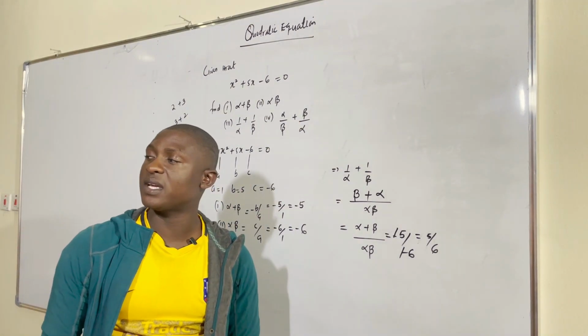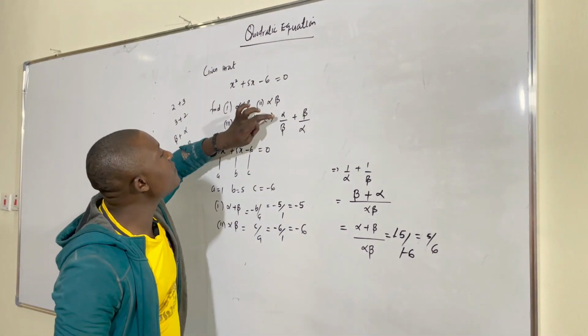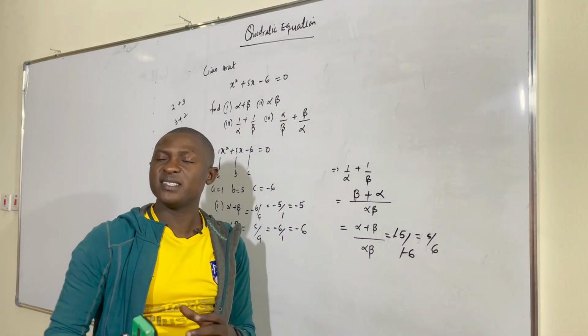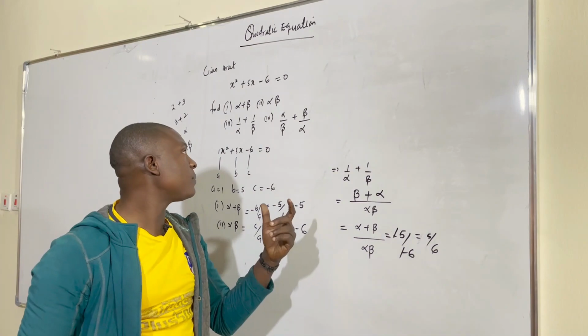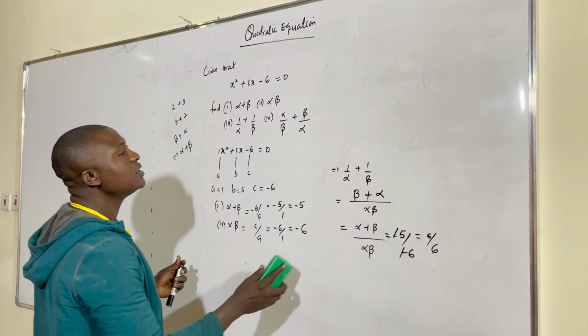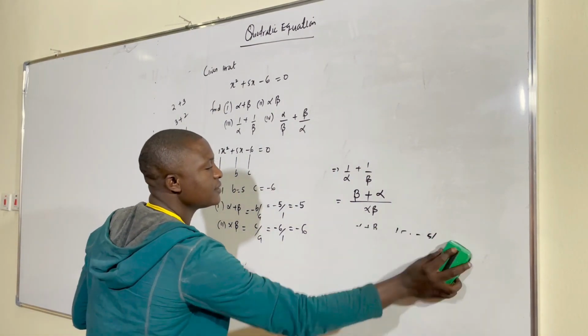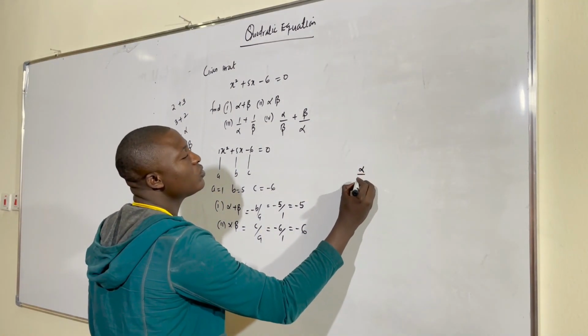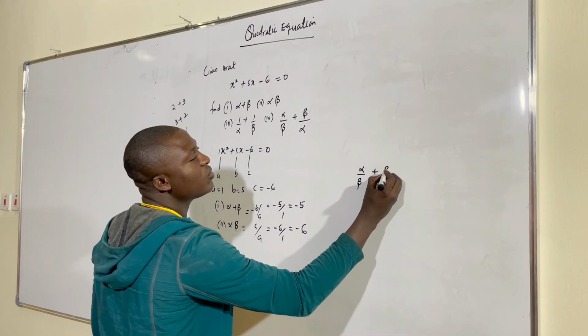Now, the next one, we have to find alpha over beta plus beta over alpha. At the same time, we don't have a standard formula for this, alpha over beta plus beta over alpha, but it's just math packaging. It's still the same method on how we can approach this, solving it the same way. Let me make use of this, please. We have alpha over beta plus beta over alpha.